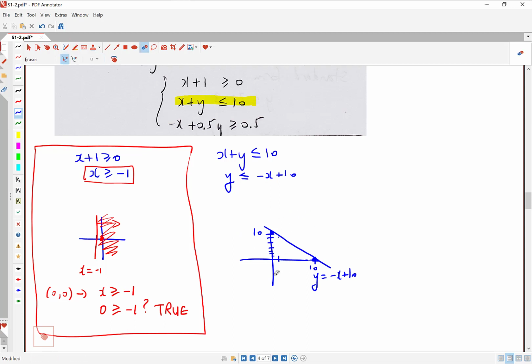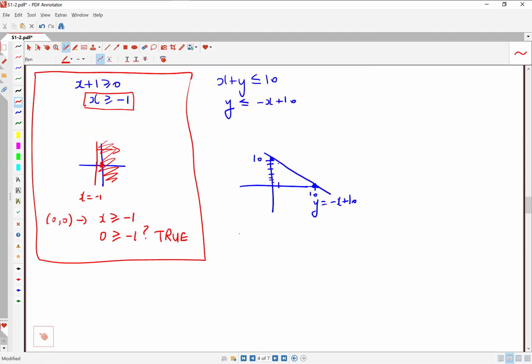Is it this part here that's down and left of the line, or is it this part here that's up and right of the line? To do that, we're going to test any point that's not on the line. Often I'll use 0, 0, but it can be any point that's not on the line. Just to make the point, let's test the point 1, 1. As long as you're getting something that's not on the line, this will work.